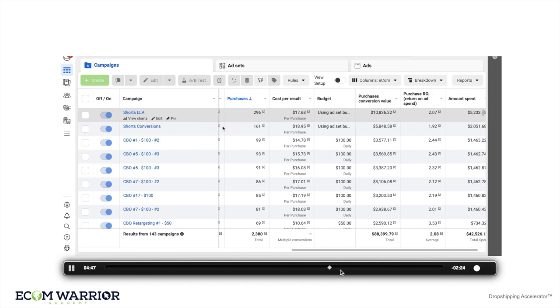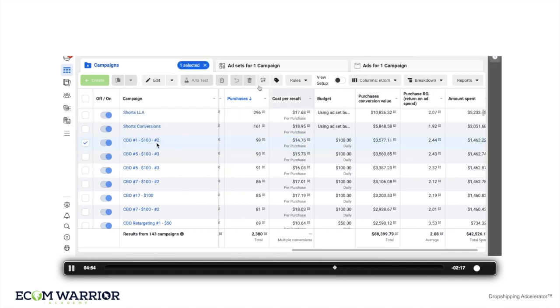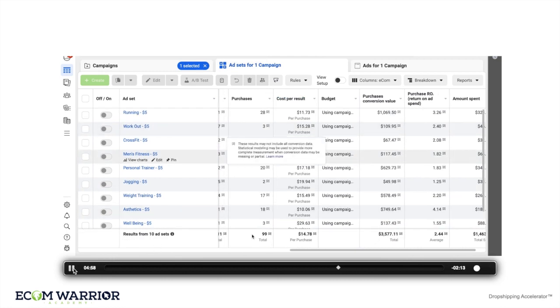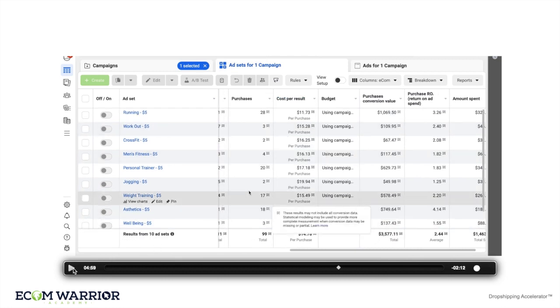What I'll do here in a second is quickly open up a CBO for you and show you the ad sets within a CBO. So let me go into CBO number 1 at $100. If I go into the ad set section, you can see that I have 10 ad sets in the CBO. I always tend to keep my CBOs between 5 and 10 ad sets maximum. I don't usually go past 10 ad sets. Because this one had 10 ad sets, was performing quite well, and has been scaled, it's at a budget of $100 a day. It's got a ROAS of 2.44.